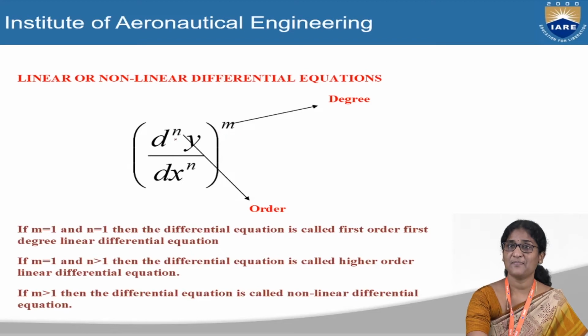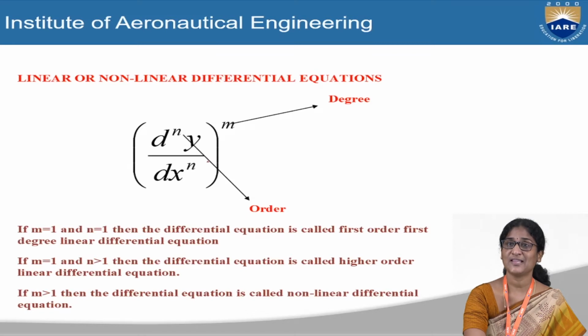Based on the values of m and n, the linearity and non-linearity of the differential equations can be determined. When both m and n are equal to 1, that type of differential equation is said to be a linear first order, first degree differential equation. When m is equal to 1 and n is greater than 1, that type of differential equation is called a linear higher order differential equation. Linearity means that the power is 1, and higher order means that the order n is greater than 1.